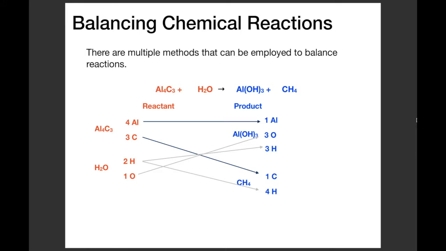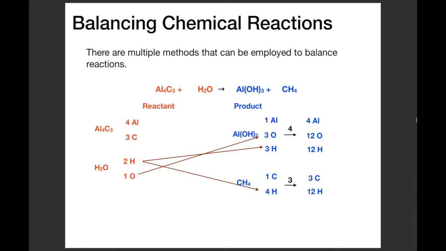Here we have 4 aluminums on the reactant side and 1 aluminum on the product side. We also have 3 carbons on the reactant side and 1 carbon on the product side. In order to balance the number of atoms, we need to multiply all of the atoms in the aluminum hydroxide by 4 and all of the atoms in the methane by 3. Doing this yields 4 aluminum and 3 carbon on the product side, which matches the number of aluminum and carbon atoms on the reactant side.